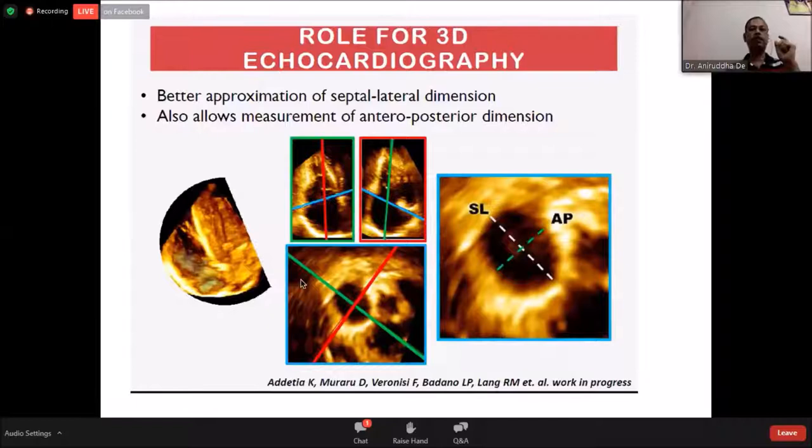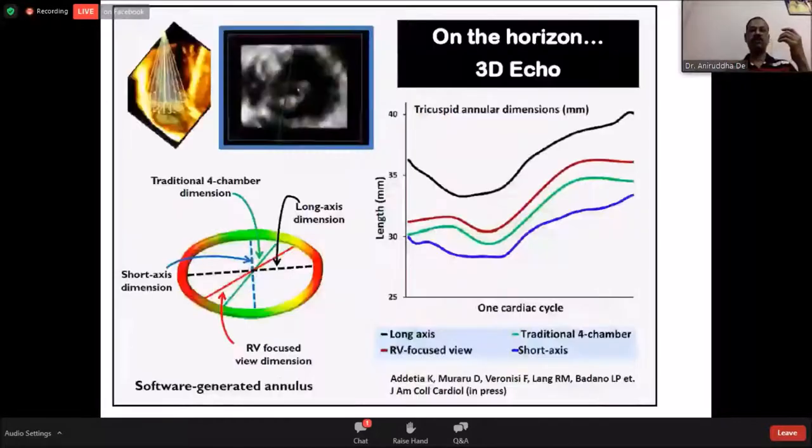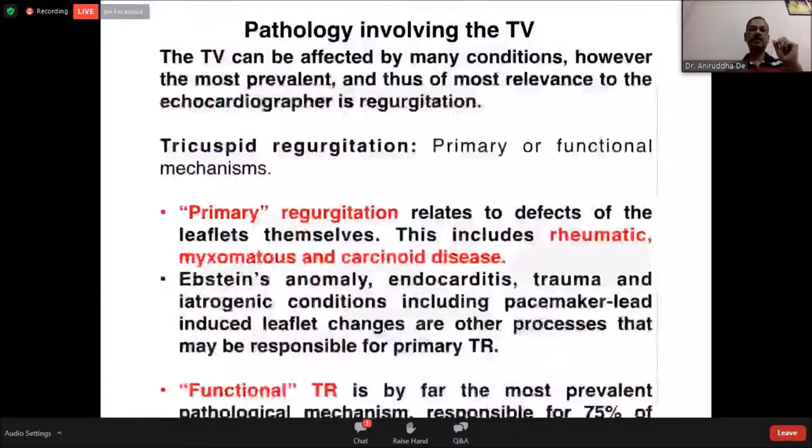There is a better approximation of the septal and the lateral dimension, and it allows measurement also of the anterior posterior dimension. And if you do the short axis dimension, then the long axis dimension, and also the RV focus dimension, it will give a clear idea of the tricuspid annulus in the printing world.